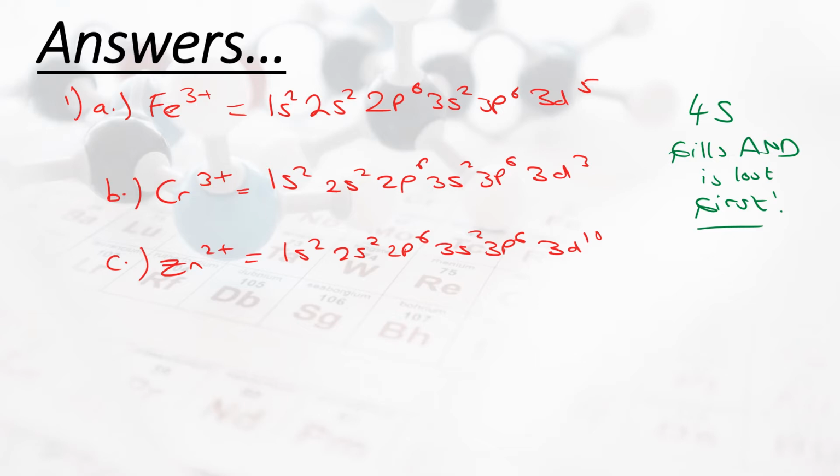And then finally the zinc 2+, again write out the normal zinc configuration first, 1s2, 2s2, 2p6, 3s2, 3p6, 4s2, 3d10. It's right at the end of our d block, so we've filled all the d orbitals up. In a 2+ ion, we lose our s electrons, not the d orbital ones first. The s electrons are lost first, and so we lose our 4s2 electrons, and the arrangement just becomes 3d10.